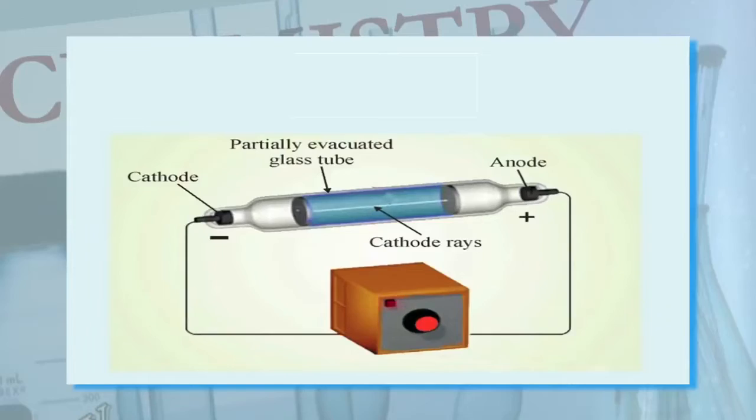The negatively charged electrode is called cathode, whereas the positively charged electrode is called anode. These electrodes are connected to a high voltage source. Such a cathode ray tube has been shown in the figure below. This is the overall arrangement for the cathode ray which produces the negatively charged particles, which is later called as electron.